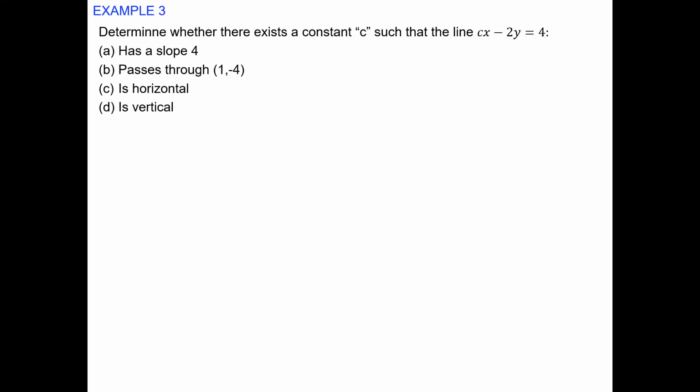Determine whether there exists a constant c such that the line cx minus 2y equals 4. And now it's not a multiple choice. We have to figure out if this line can be, if we have the value of c. What is the value of c, if any, such that the slope of the line is 4, the line passes through the point (1, -4), the line is horizontal, and the line is vertical. Okay, let's see.